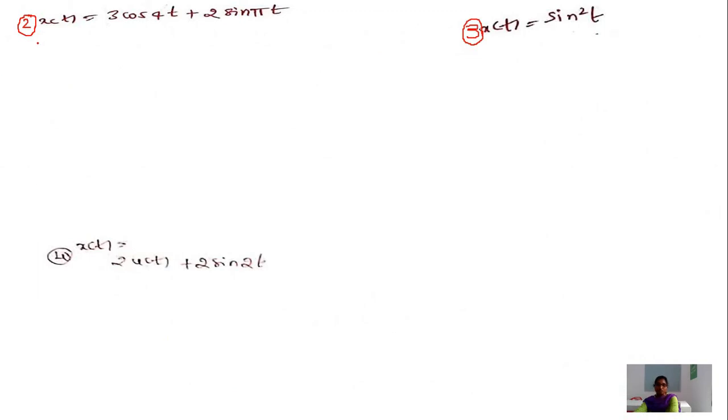On to the next question, the second one. x of t is equal to 3 cos 4t plus 2 sin 5t. By seeing, yes, this is a cos signal, periodic. This is a sin signal, periodic. Periodic plus periodic is periodic? We can't say like this. We cannot decide whether this x of t signal is periodic or not. We can decide only if T1 by T2 is a rational number.